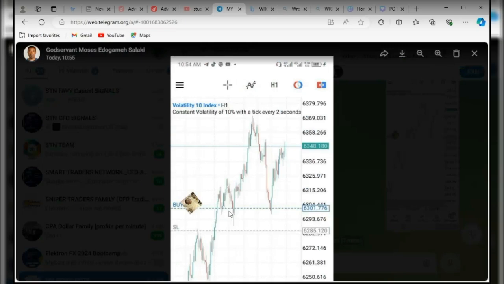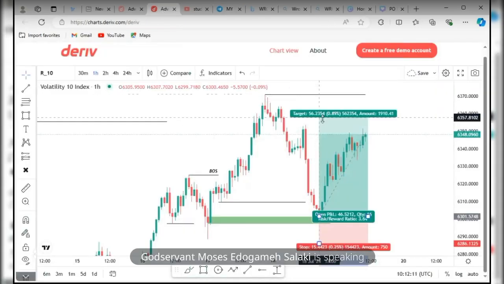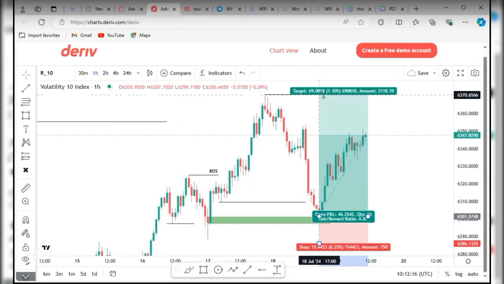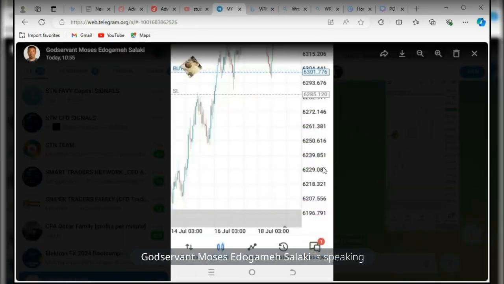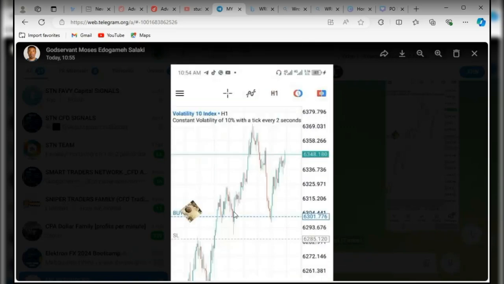That's the entry at 6301.776. And we've already had a 1 to 3. So this high should give us a 1 to 4. To where price is right now is 1 to 3, and we're aiming to get a 1 to 4 on this trade. So that's it. That's the entry. So you do not think maybe we just make analysis without taking the trade. That's the analysis. That's the entry.